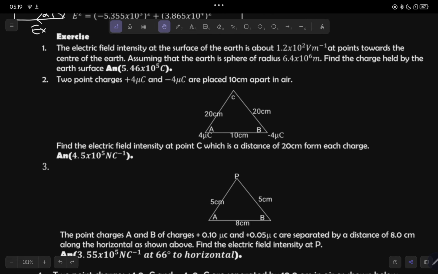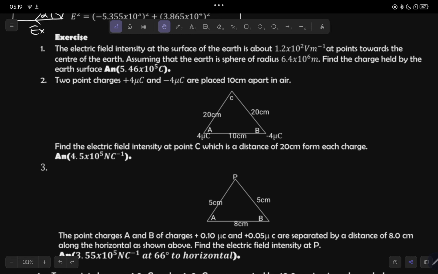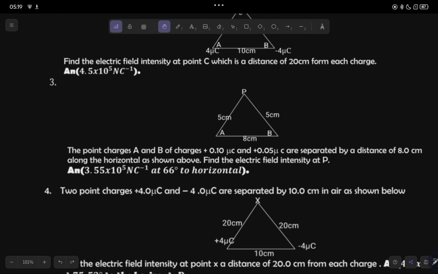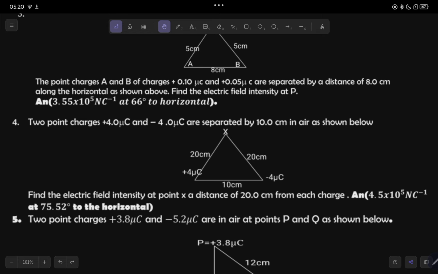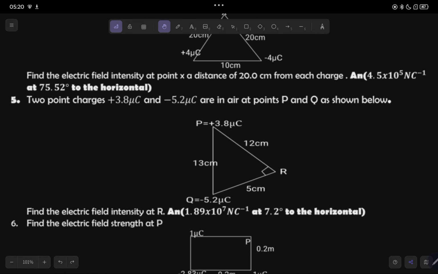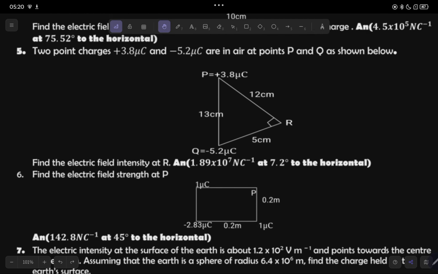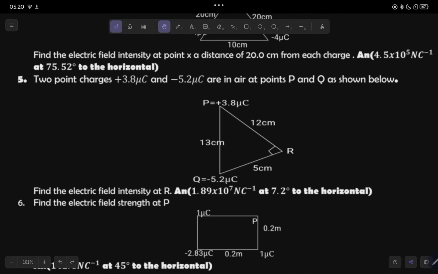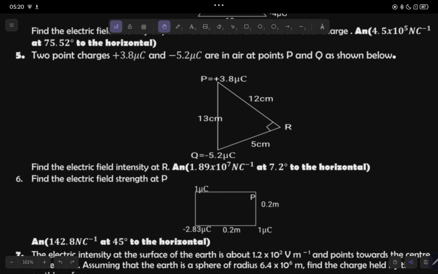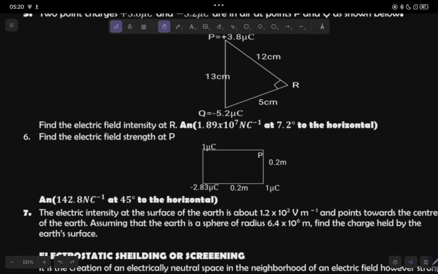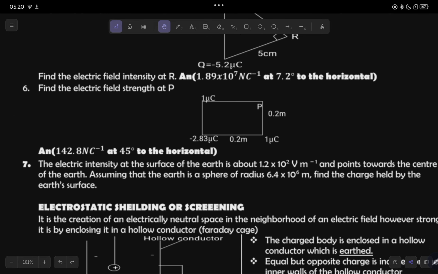We have an exercise here that we can try in order for us to consolidate what we have so far looked at. That is question number 1, question number 2, question number 3. You can easily pause the video and work it out. Question number 4 is also there. Kindly pause the video and try those questions out. They're very important. Then we have question number 5 and question number 6. Kindly pause the video and try those questions up to question number 7.